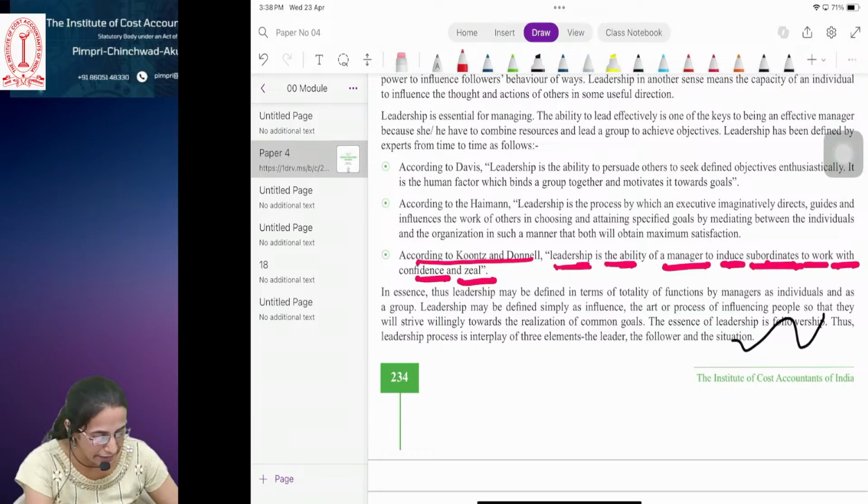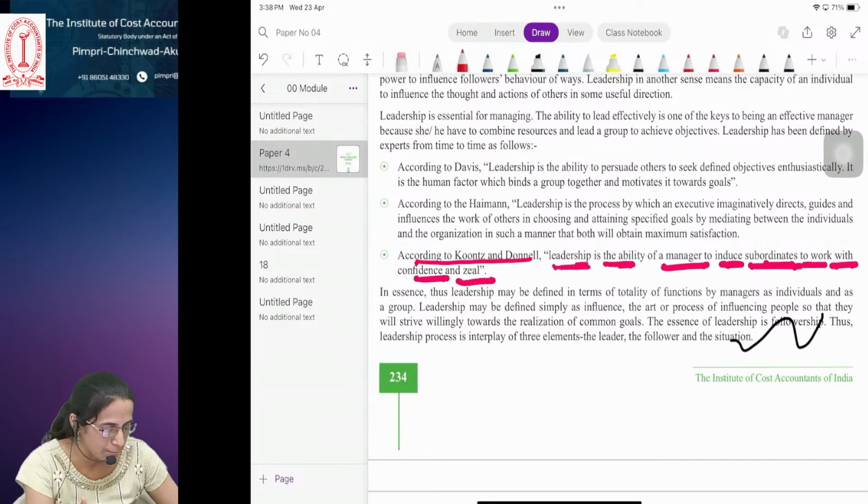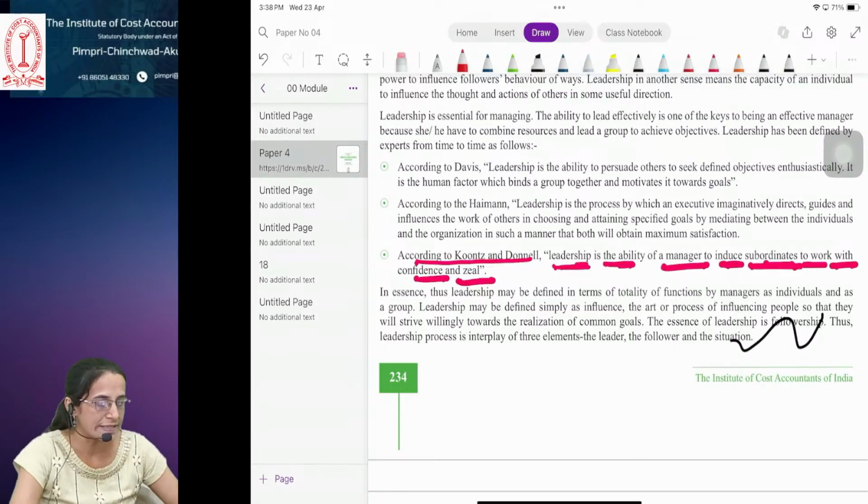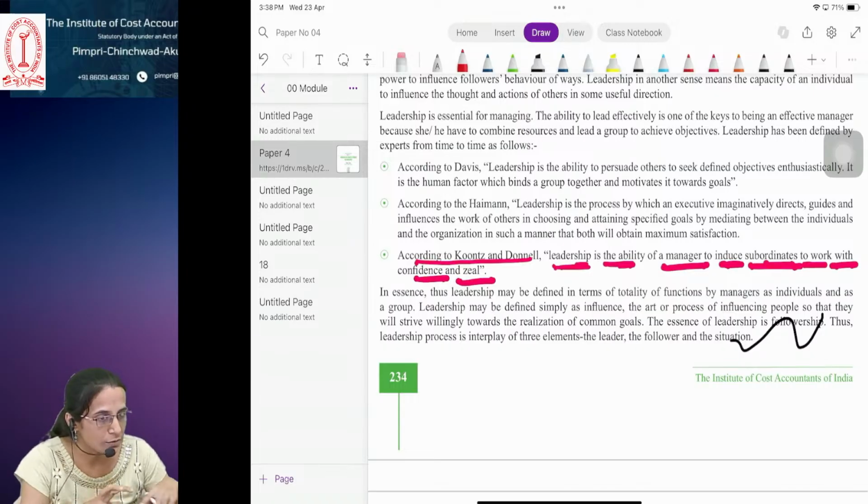Leadership may be defined simply as influence, the art or the process of influencing people so that they will strive willingly towards the realization of common goals. What are they saying? Leadership is a way through which it will bring all the group members together. They will be guided, they will be motivated, proper communication will be there, their work will be supervised so that the organization's main goals and objectives can be achieved.